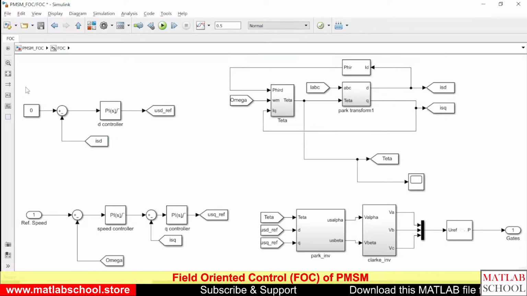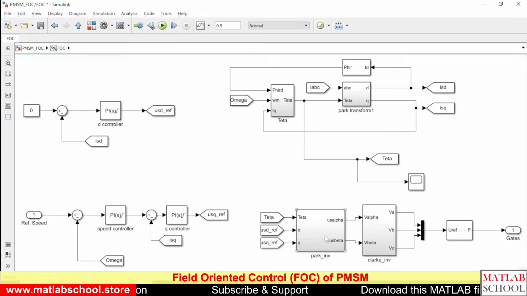Likewise, we have the reference value of ID or ISD as zero, and that zero value is again compared with the actual direct axis current, and the error is manipulated again with the help of the PI controller. So here we are getting the reference values to the next block. These two are the reference D axis and Q axis currents, and this inverse transformation part will convert that to the alpha beta frame. Up to here it will be similar to DC, and the D and Q axis currents are converted to alpha and beta axis currents. So here it becomes a sinusoidal wave.